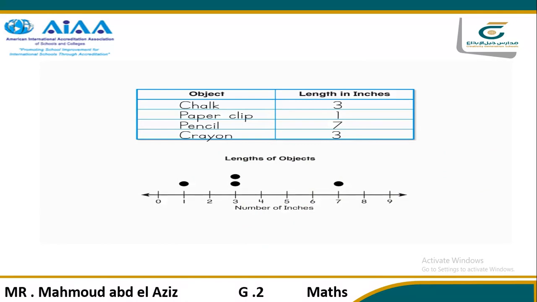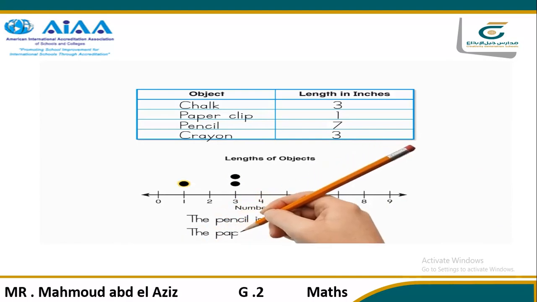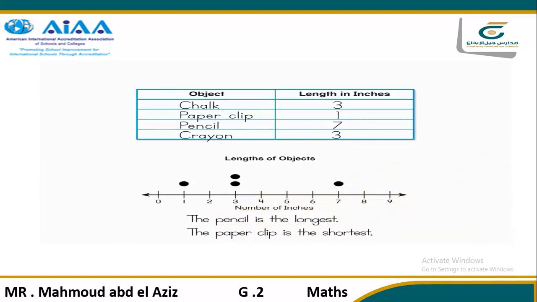Listen and look for other students who correctly use the data to make a line plot. One object is 3 inches long. One object is 1 inch long. One object is 7 inches long. And another object is 3 inches long. Listen for students to further explain that the pencil is the longest object because its measurement is the farthest to the right on the number line. The paperclip is the shortest because its measurement is the farthest to the left. These students understand how to use a line plot to represent and organize the relative lengths of objects.